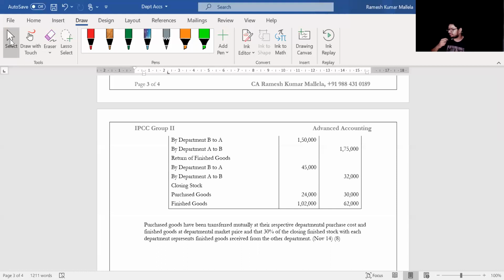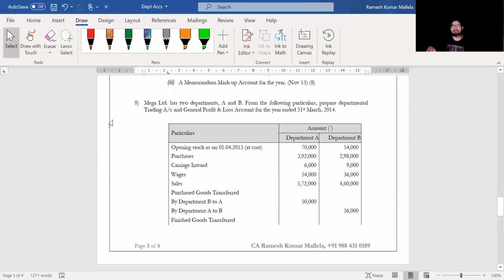Purchased goods have been transferred at their respective departmental purchase cost, and finished goods at departmental market price, and 30% of the closing finished stock with each department represents finished goods received from the other department. Okay, so this is the information which he has mentioned here. With this info, we are supposed to prepare departmental trading P&L account for each of these and then prepare general P&L account.